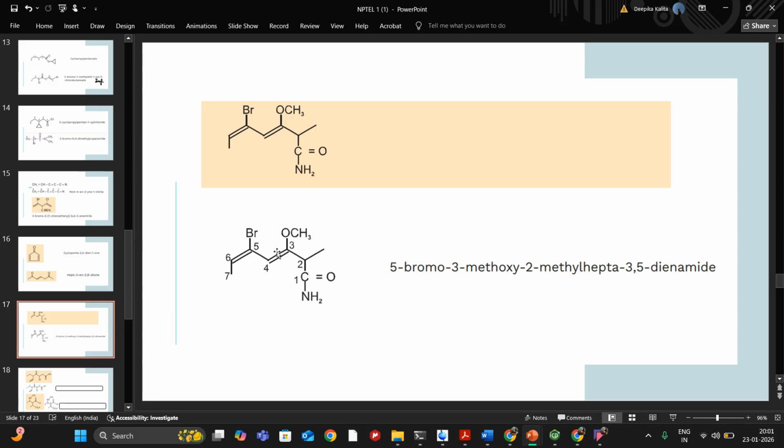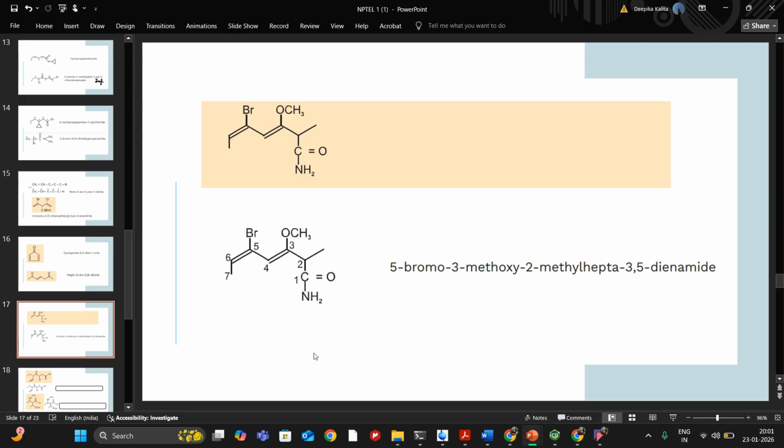Okay, like I said, you have to mention the position of the double bonds in such a way that they move along the parent carbon chain and also they get the least number of positions assigned. So it will be 5-bromo, 3-methoxy, 2-methyl, hepta, 3,5-dienamide.